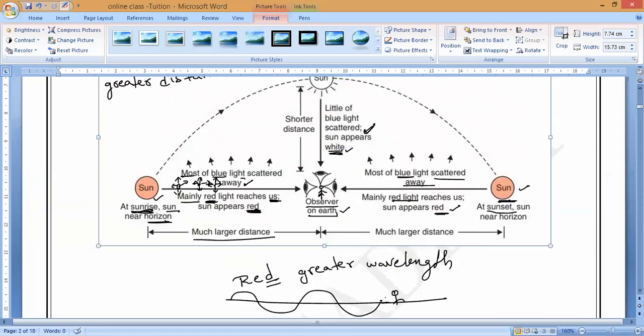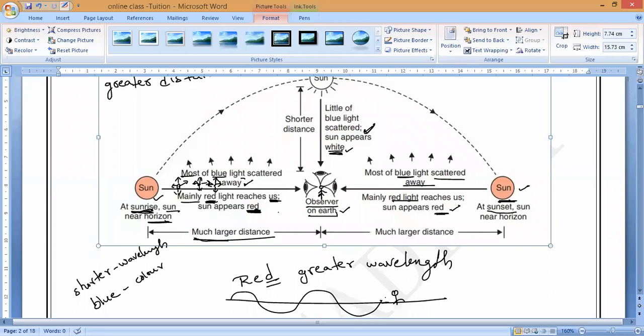During this long journey, because of the greater distance, most of the shorter wavelength light is scattered. What is the shorter wavelength light? Anybody? Blue light. Speak louder. Understanding? Shorter wavelength, blue light. The blue color present in the sunlight is scattered out, away from our line of sight.